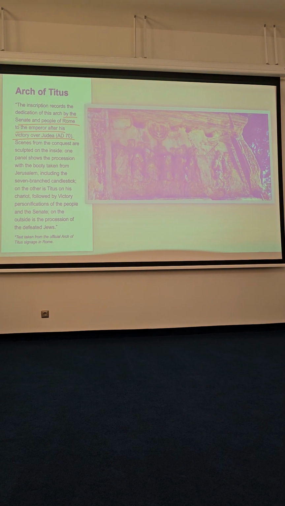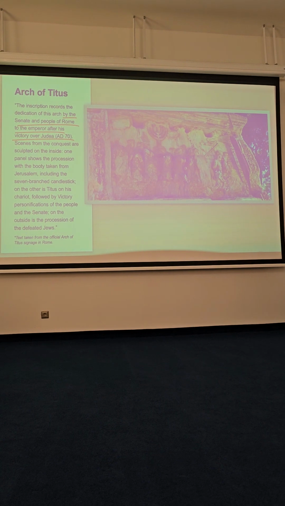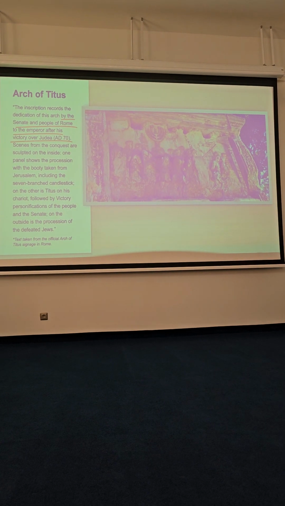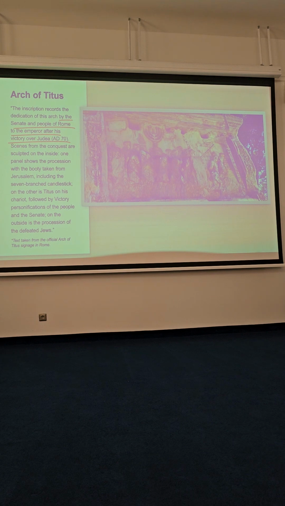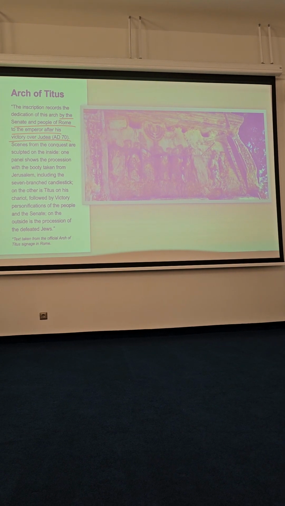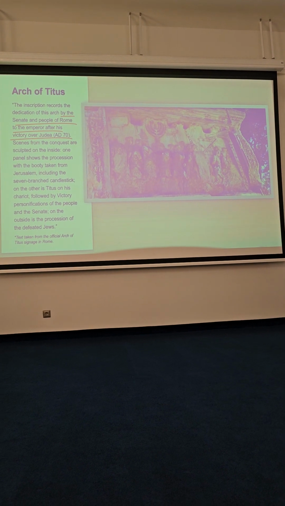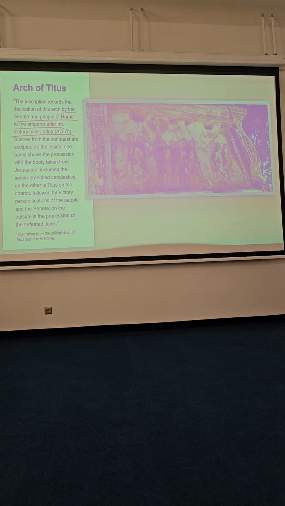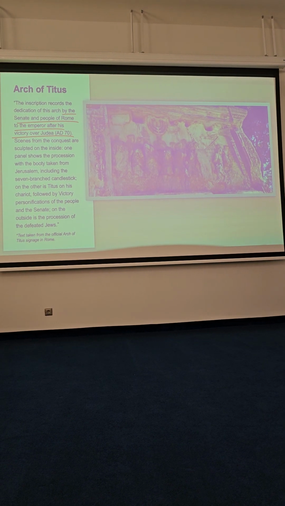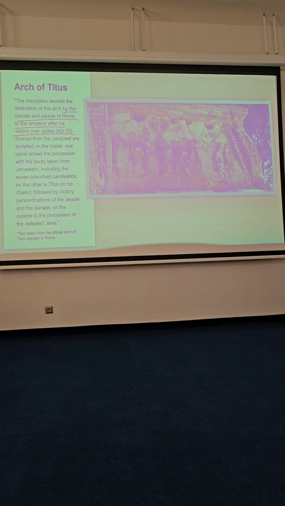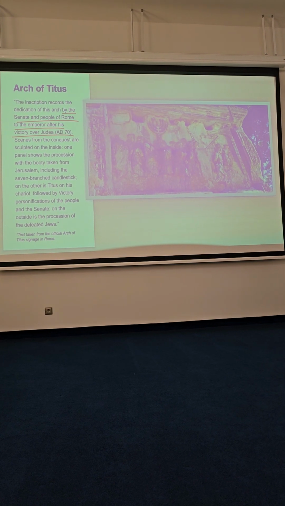It says this inscription records the dedication of the arch by the Senate and the people of Rome to the emperor after his victory over Judea in 70 of the Common Era. And I don't know what more Professor Sands would want. Here's evidence historically, here's evidence genetically.